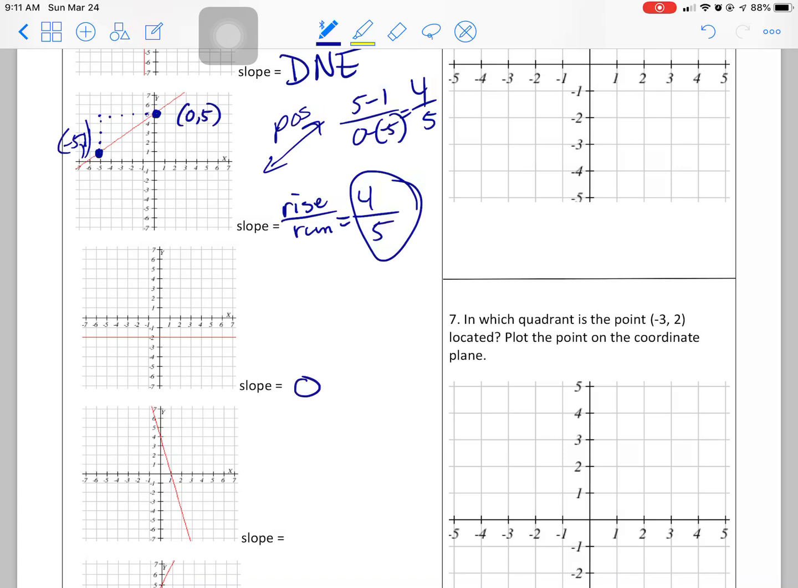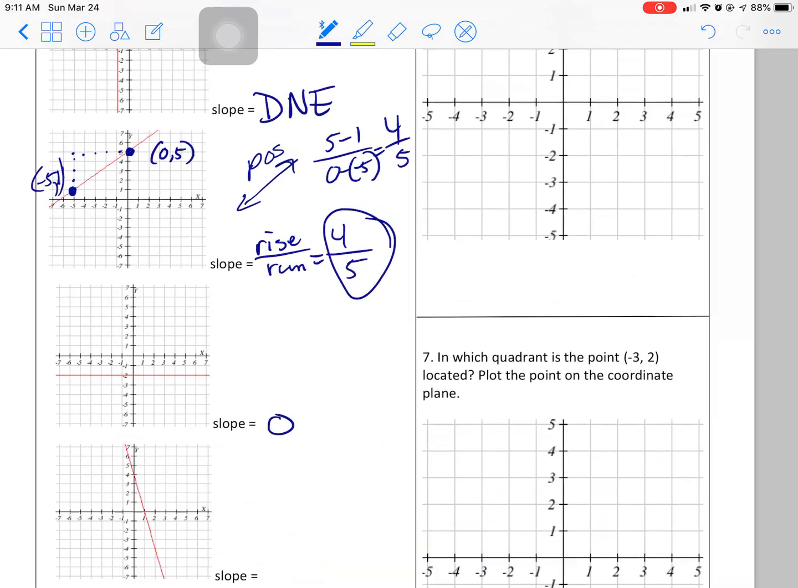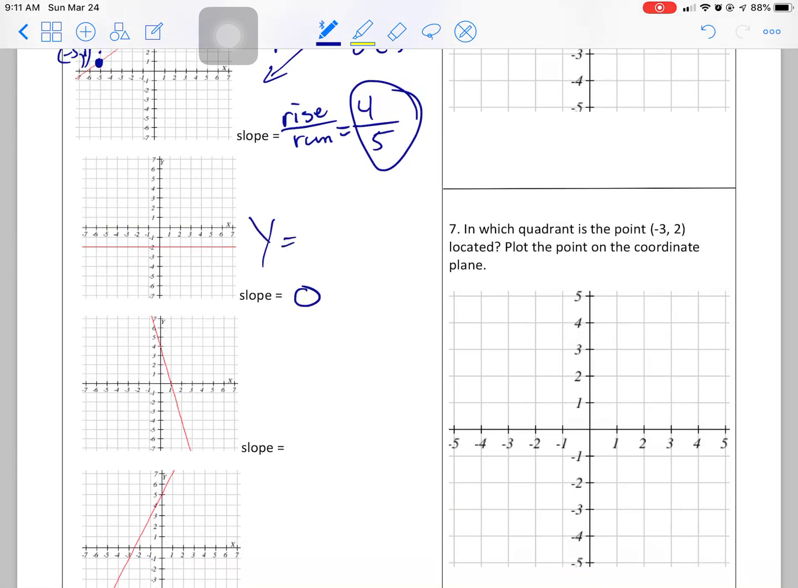What's the equation of this line, by the way? x equals negative 1. This one is y equals negative 2. All it wants is the slope, though. That's it. Sorry.